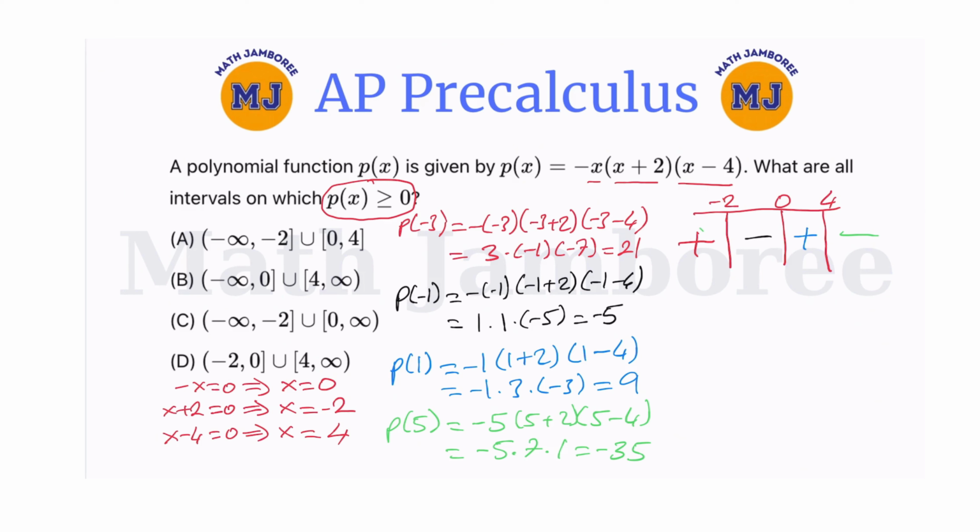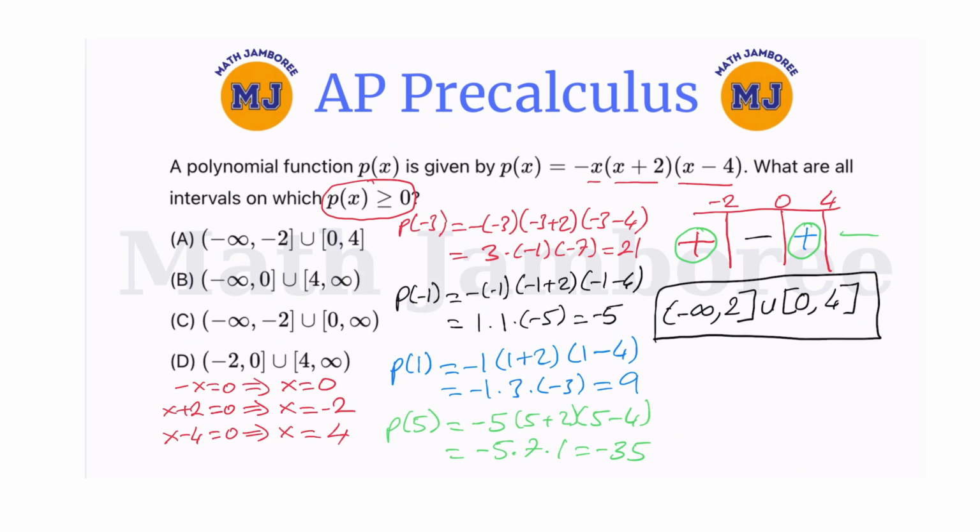So we have 2 regions where the polynomial function is positive and greater than or equal to 0. Since they said greater than or equal to, we're going to include the points as well. So negative infinity to negative 2, we're going to include negative 2, union with the interval from 0 to 4, where we'll include 0 and 4 as well. So this is our final answer for this specific question.